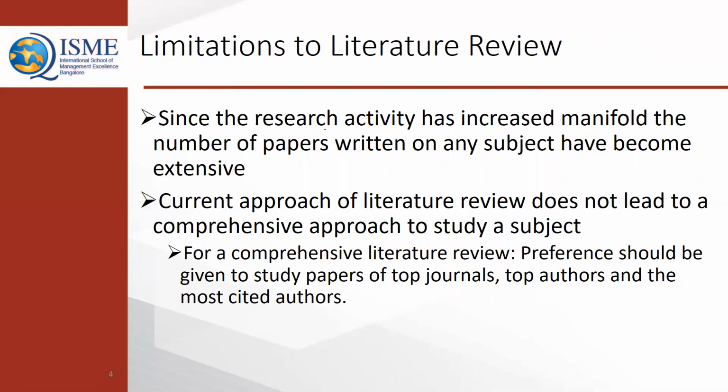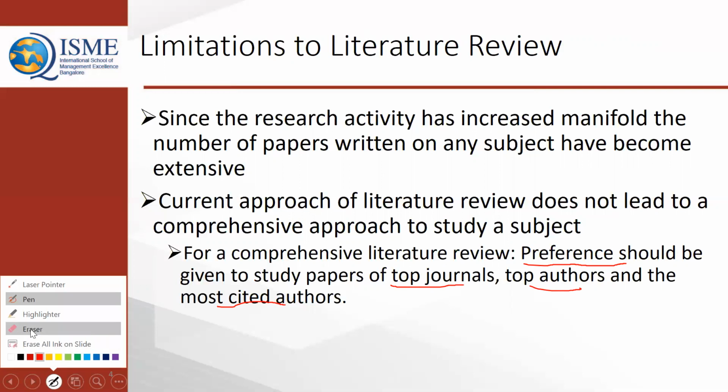Since the literature activity has increased manyfold, the number of papers written on any subject has become extensive. Literally, there are hundreds of articles within even a subdomain of research. And as a result, this becomes a problem when doing literature review. A comprehensive literature review ideally should have a preference to top journals, top authors, and the most cited authors. But in the manner in which we are going about doing literature review today, this preference generally gets missed.